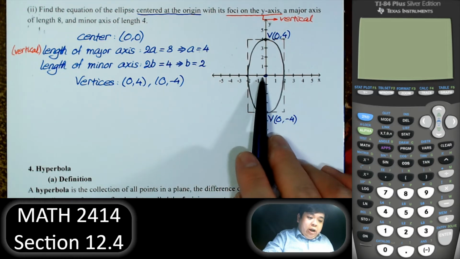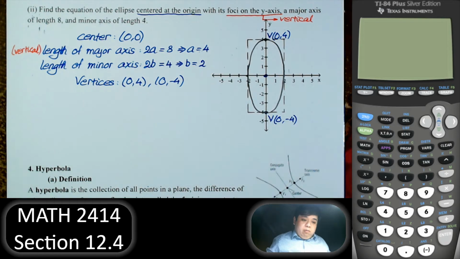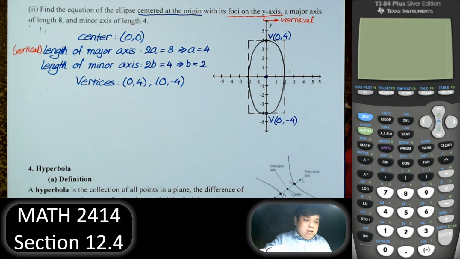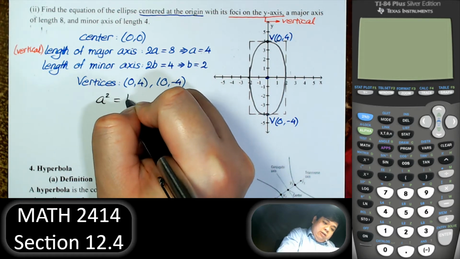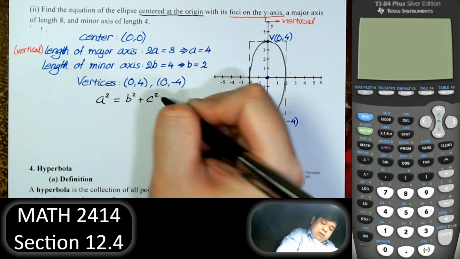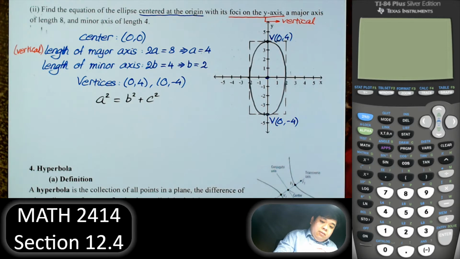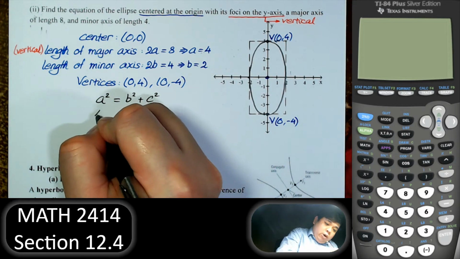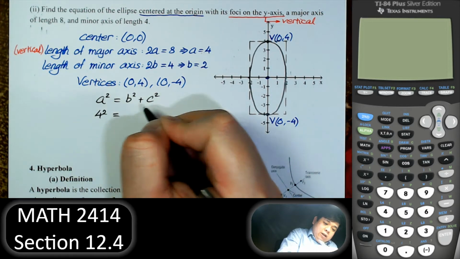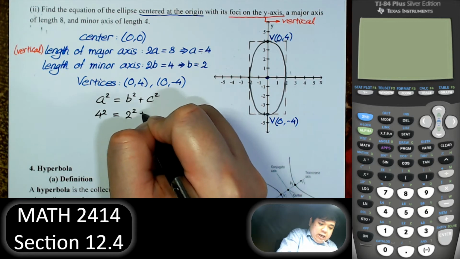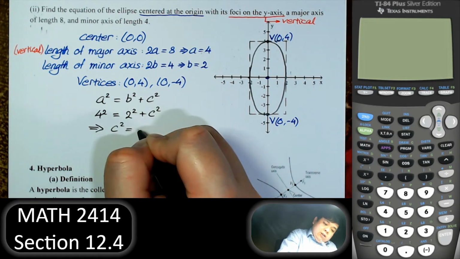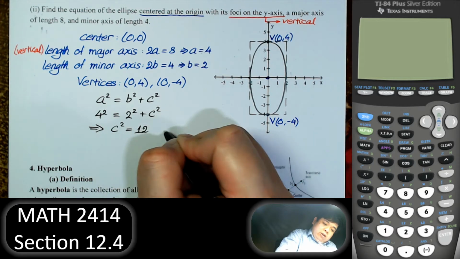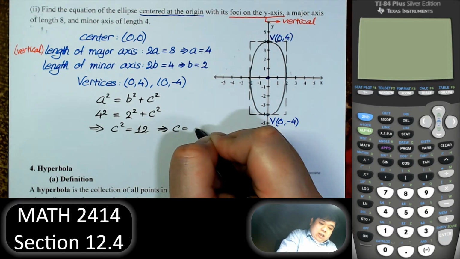We know A is 4 and B is 2, so we can find C. A is the biggest one by itself. So A, we're going to put 4 square here. B we know is 2 square, and C square we don't know, but we can solve for it. It's going to be 12, and C is square root of 12.